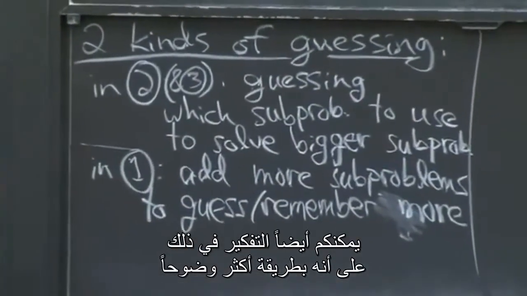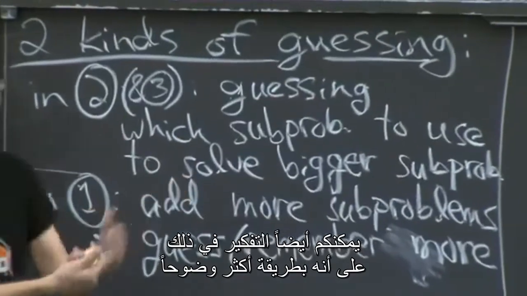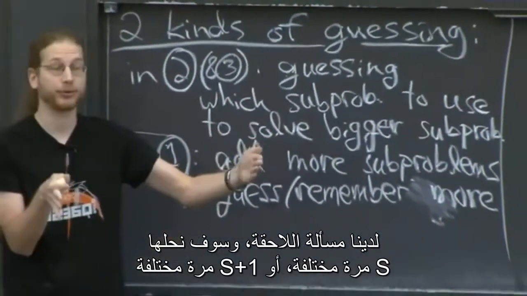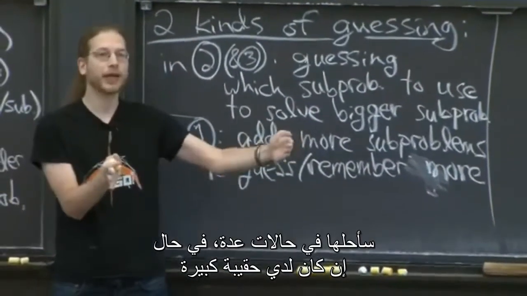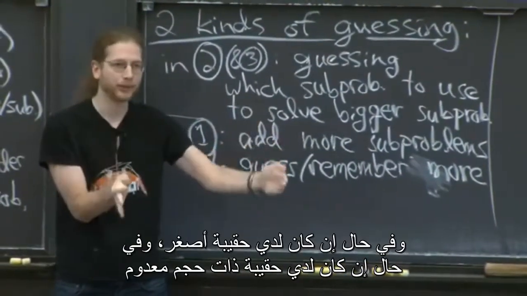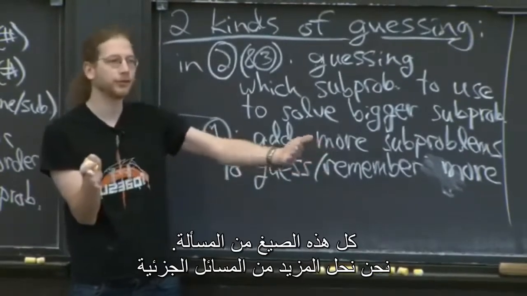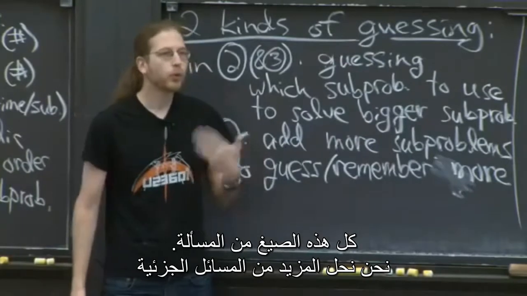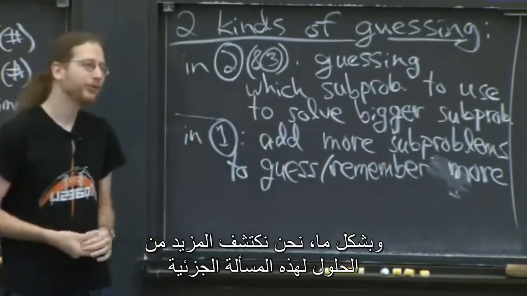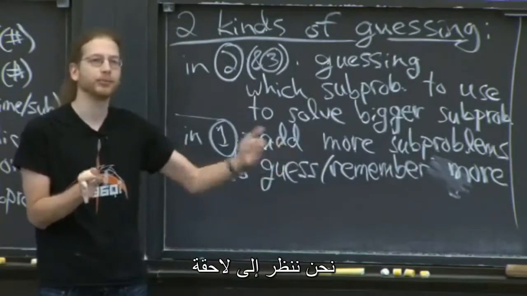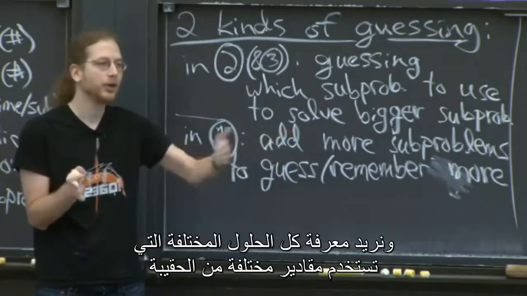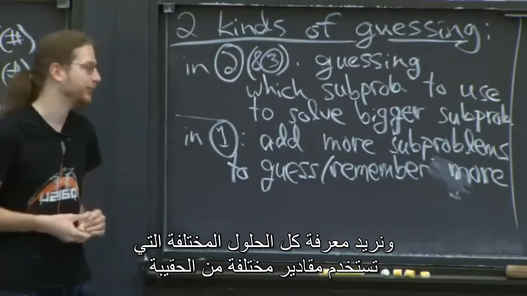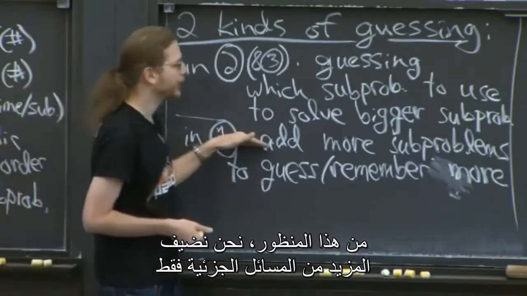You can also think of it as, in the more forward direction, we have this suffix problem. I'm going to solve it s different times, or s plus 1 different times. I'm going to solve it, what if I had a big knapsack? What if I had a smaller knapsack? What if I had a zero-size knapsack? All of those different versions of the problem. In some sense, you are solving more subproblems, you're finding more solutions to that subproblem. You're looking at a suffix, and I want to know all these different solutions that use different amounts of the knapsack. So in that sense, you're just adding more subproblems.